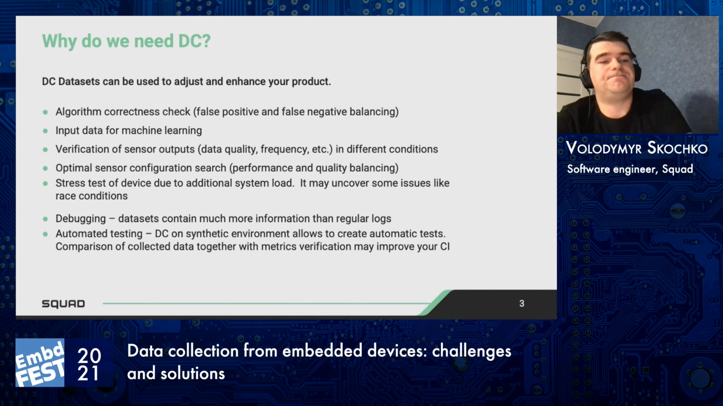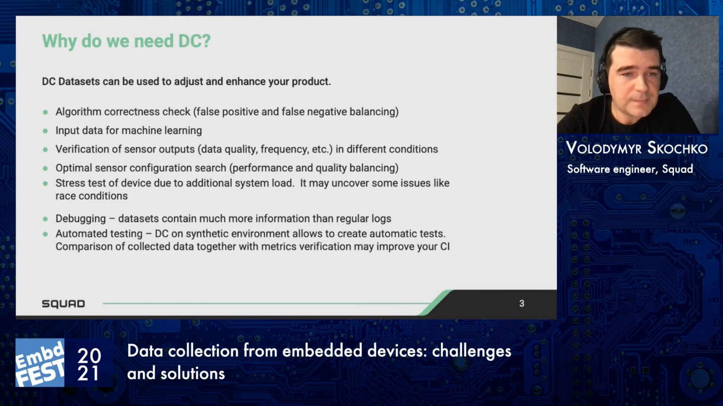The second one is that data collection can be used to prepare inputs for machine learning. So you just collect the data and then you can prepare some expected output and use it as input for machine learning. The next one is that data collected in different use scenarios allows you to check your hardware units. You can check what real data rate can be obtained from the hardware unit in different conditions. And that's why sometimes data collection may uncover problems such as overheating or performance issues.